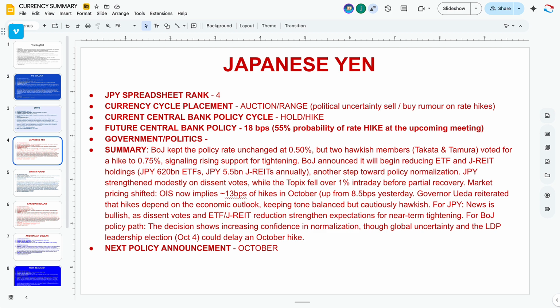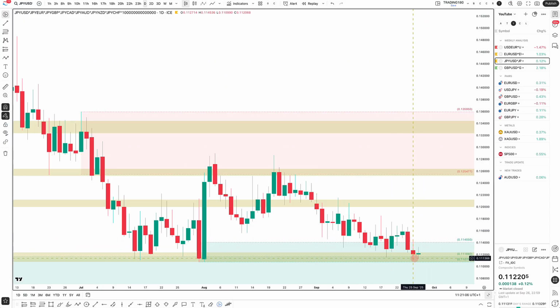Though global uncertainty and the LDP leadership election on October the 4th could delay an October hike. So if the government that gets in has fiscal policies that are, I guess, a bit of a hindrance to the Bank of Japan hiking rates, then of course there's going to be issues there. But if government policies support a Bank of Japan rate hike, then of course I think the yen should be, at least in the very short term, a bit of a buy.